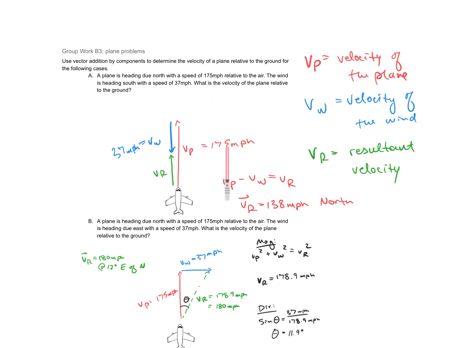This is in the positive direction, and that's down in the negative direction. And so the resultant vector is just the difference between those two magnitudes. So the resultant vector is 138 miles per hour north. And here's the notation that's used for this problem. Vp stands for the velocity of the plane, Vw is the velocity of the wind, and Vr is the resultant velocity. This is the notation that's used for all of the problems in the next couple questions.